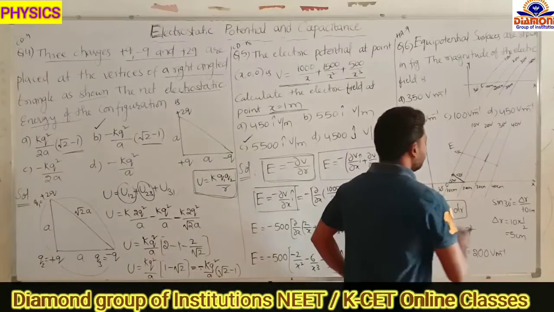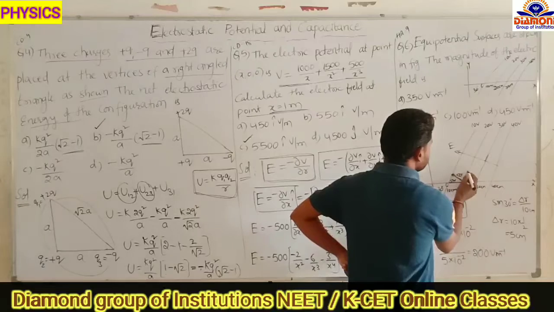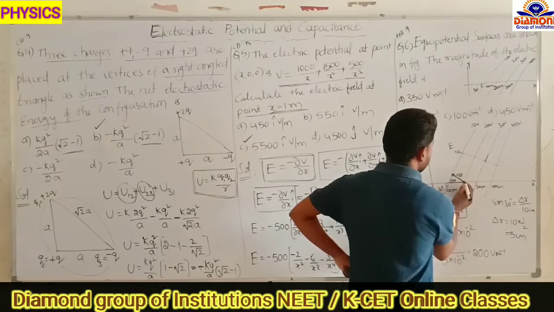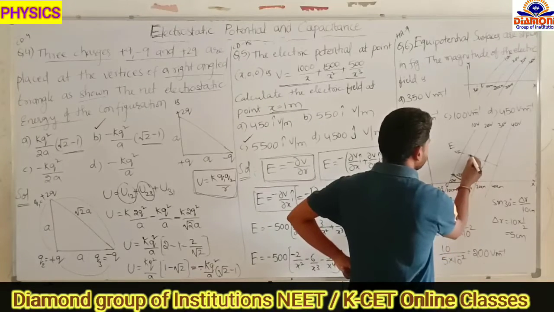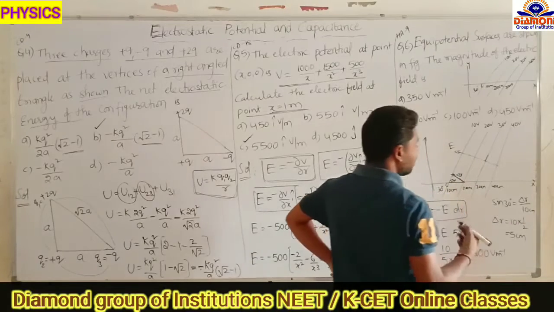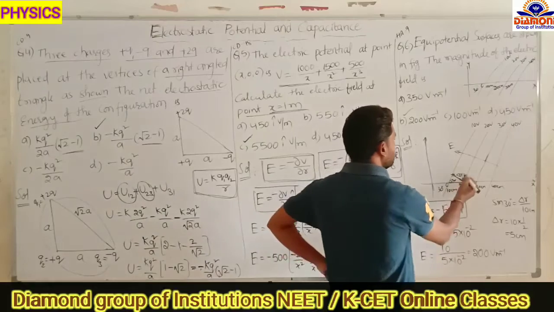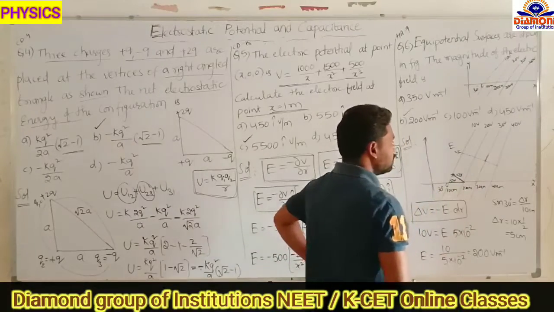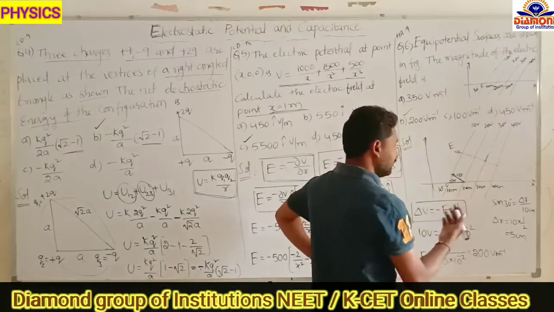So now here, I am considering the displacement between these two equipotential surfaces. I am drawing one perpendicular line. These two are parallel to each other. That means E dot dr is nothing but E dr cos theta. Since these two are parallel to each other, theta equal to 0 degrees, cos 0 is 1. So we will get E dr only.